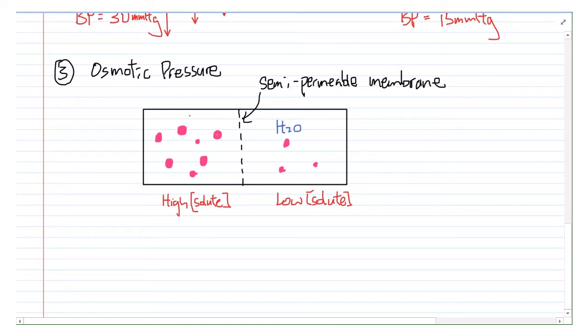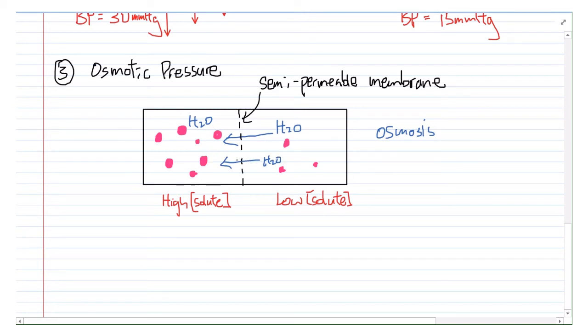Right? So water is going to move from this side, from the right side, towards the left side, right? Water is going to move from low concentration to high concentration, right? This is called osmosis, right? You might remember that from last semester, right? So the water will move to the left here to try to dilute out the concentration and balance it out.